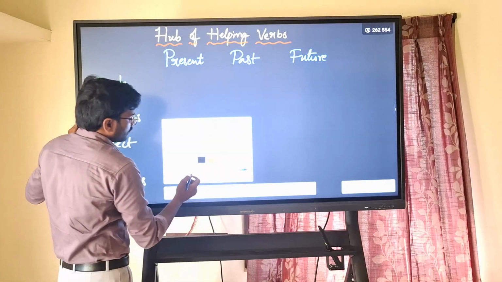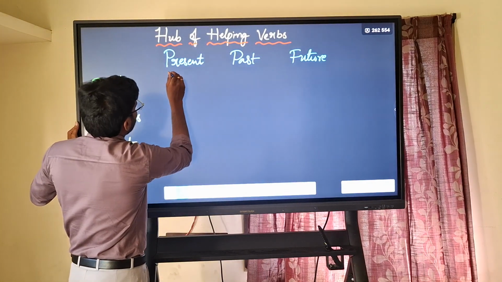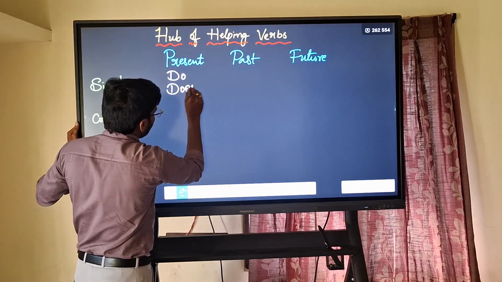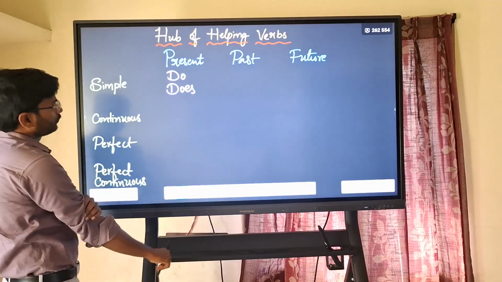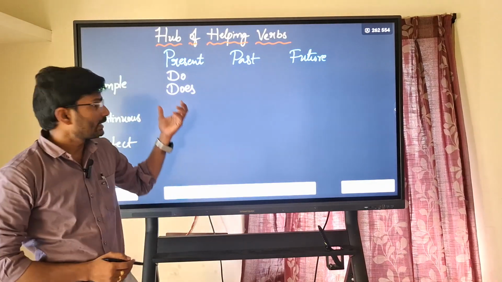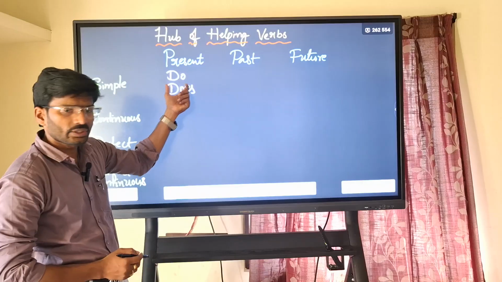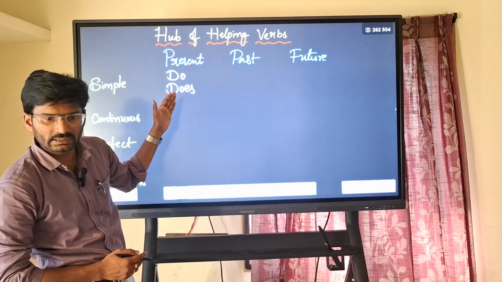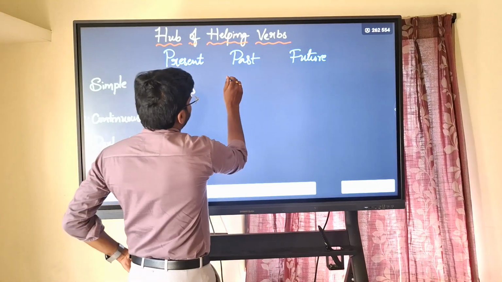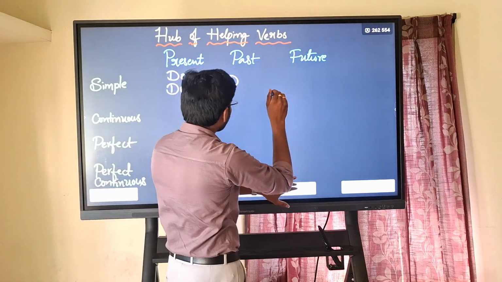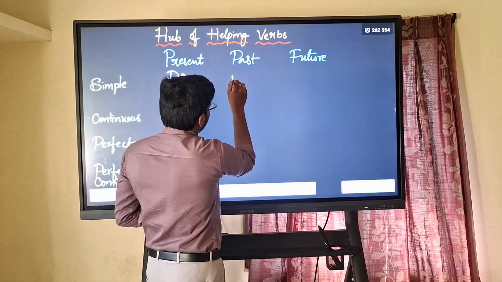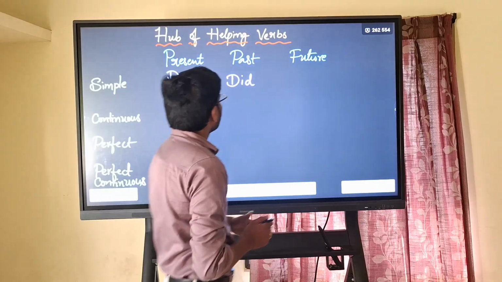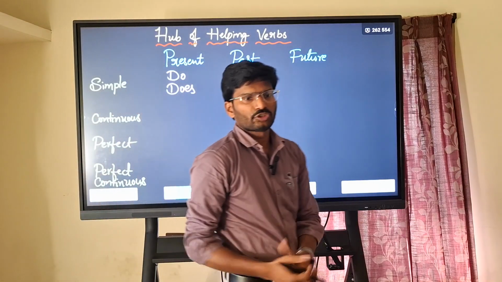It means first learn the simple present tense. What helping verbs do we have? Do and does. So see now the relation: as it is simple present tense we are using do and does. What is the past for do and does? That is did, right? That's the relation I am talking about. Not only that, another relation is also there. You slowly understand. Next, we all know future means will.